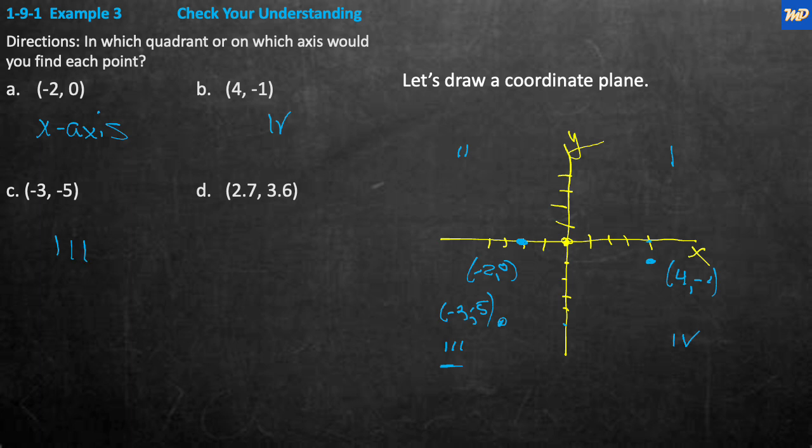And now this is 2.7, comma, 3.6. Well, 2.7 is somewhere right around in here. And 3.6 is about here. So we're going to say that's about where it is, and it's in quadrant 1. Okay, and I can say 2.7, comma, 3.6. That's that point.